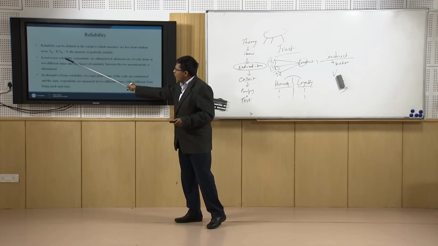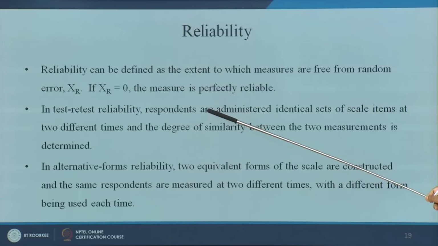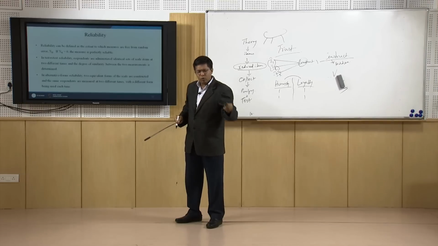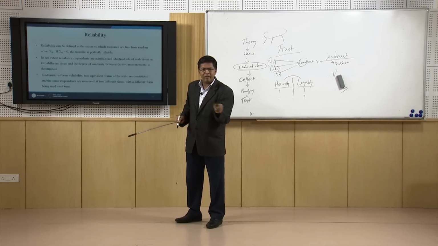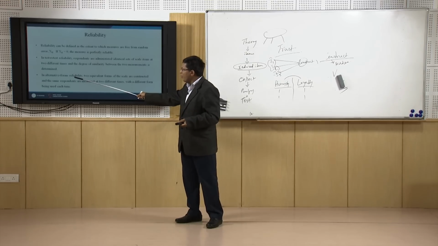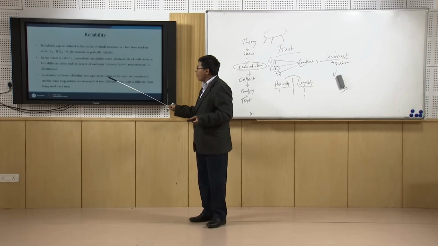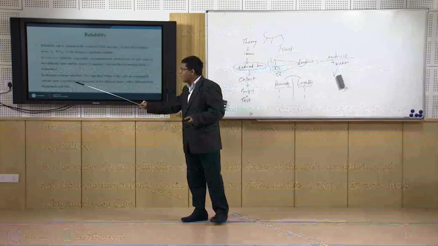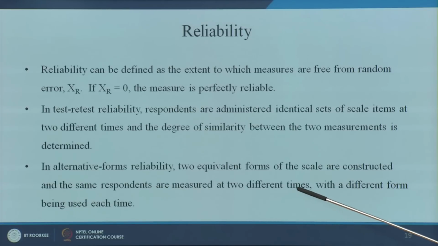There are different types of reliability testing. For example, test it, and test it again, at two different times. When you test it two different times, look at the values; if there is not much of a difference, then we say it is reliable. Alternative forms reliability: two equivalent forms of the scale are constructed and the same respondents are measured at two different times. These are two different forms, so please do not get confused with the meaning.